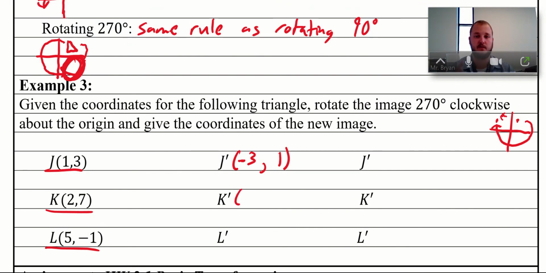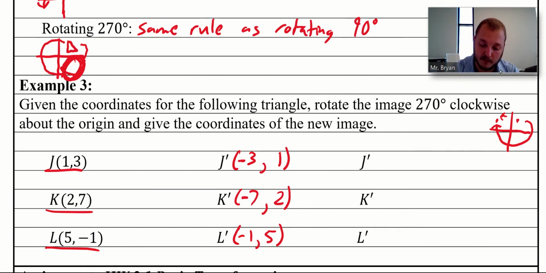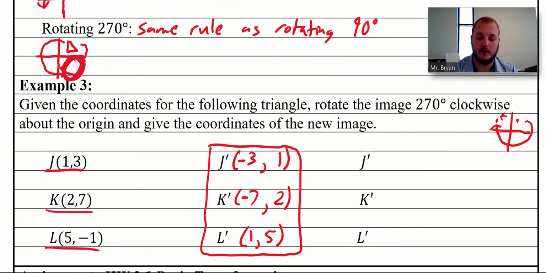So now with K prime, first thing I need to do is switch them. So 7, 2. And then like we already just realized with the first one, I'm changing the sign of the X coordinate. Okay, and lastly with L, instead of 5, -1, I have -1, 5. And last step is I need to change the sign of the X coordinate. In this case, this X coordinate was negative. I now need to erase this so that it is positive. So this would be my final answer here. It's -3, 1, -7, 2, and then 1, 5.